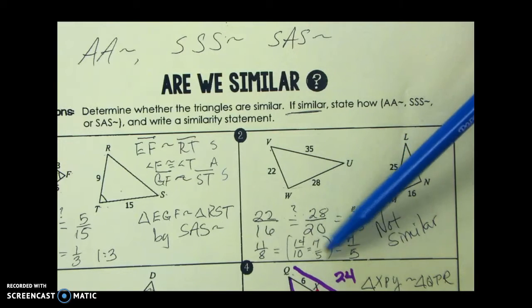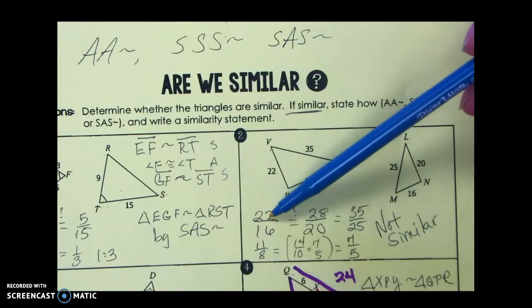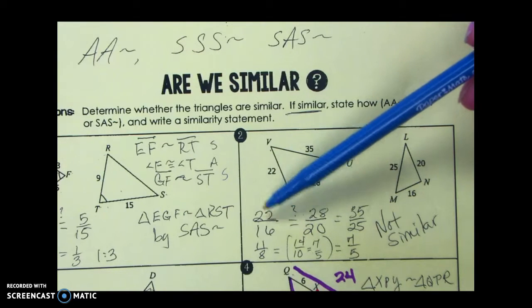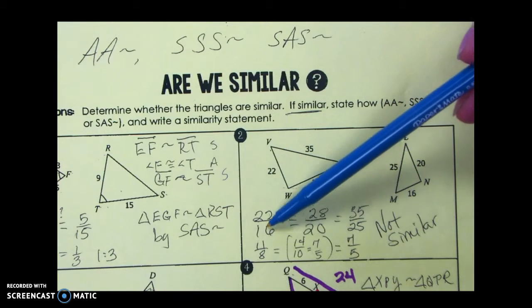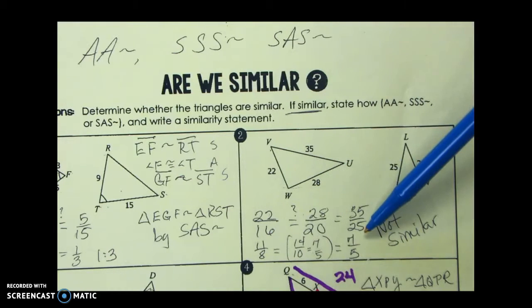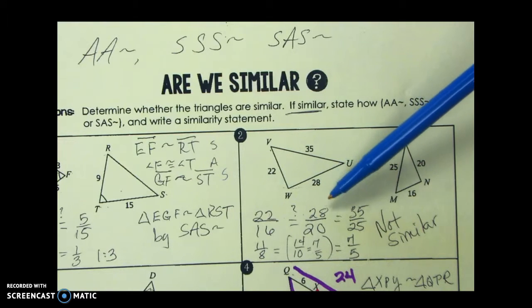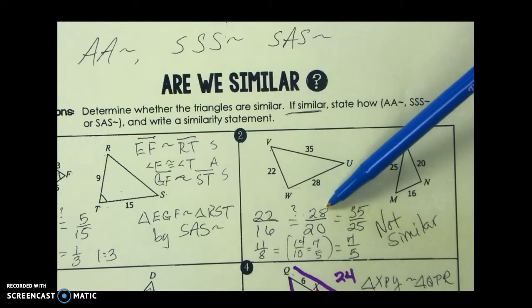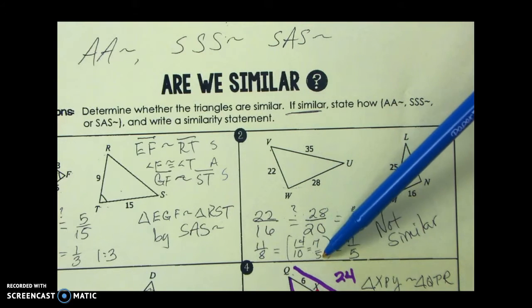So when I reduce these, I pulled a 2 out of this. 2 out of 22 leaves us with 11. 2 out of 16 leaves us with 8. And then on this one, we pulled out a 4. 4 from this leaves us with 7. 4 from this, a 5.